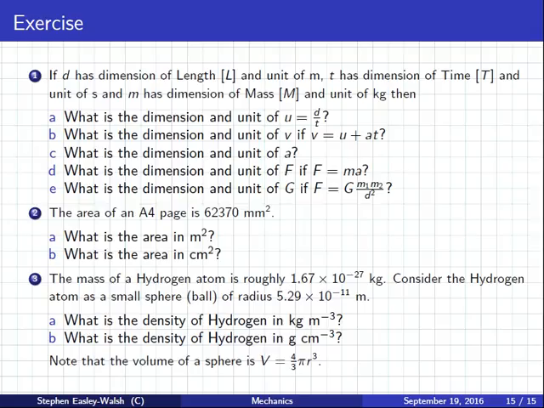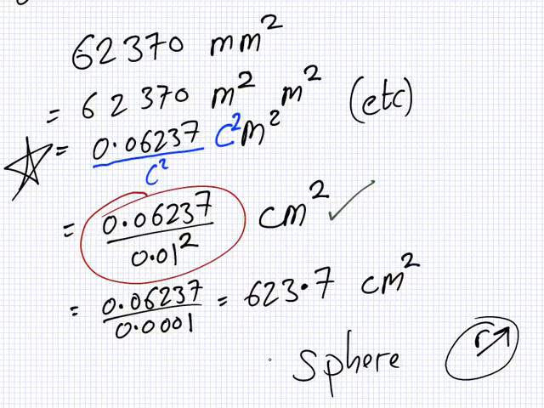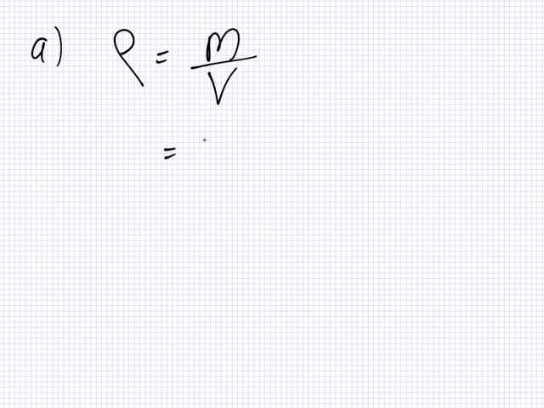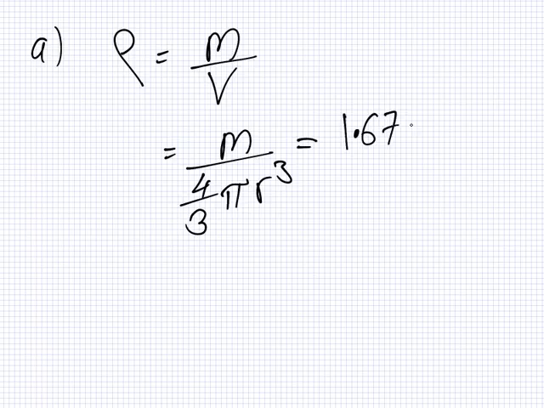Okay, we should have part A, especially if you have a calculator. Let me write it down. Part A, density is mass over volume. And I give you the formula for volume. It's 4 over 3 pi r cubed. Can someone just tell me what the mass was? What was it? 1.67 Yeah. times 10 to the power negative 27.